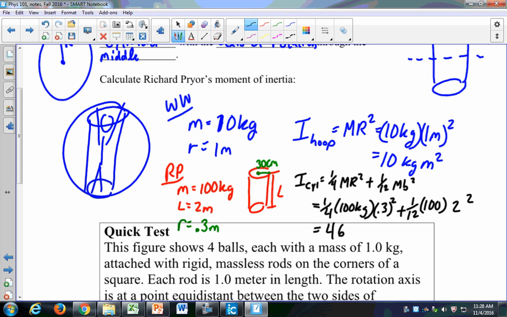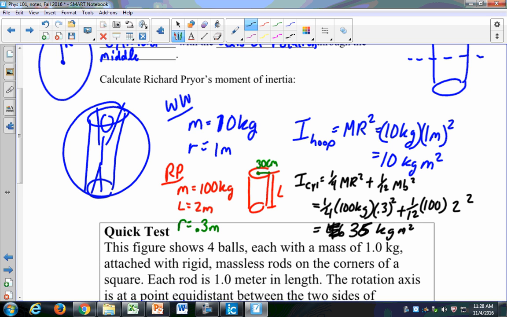35, 58? 35? Okay, my notes could be wrong. I'm going to go with 35. Do we agree? Okay, so 35 kilogram meters squared. Oh, it's 36 actually, if you round off.